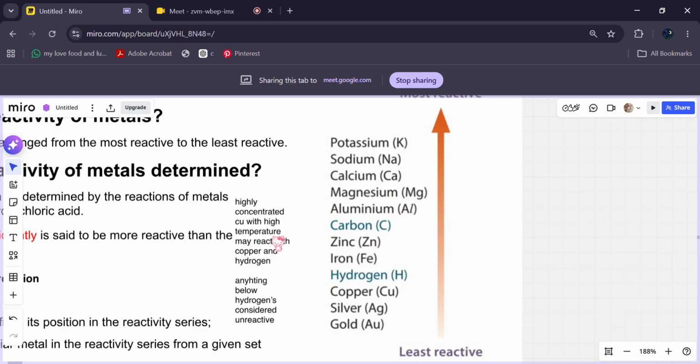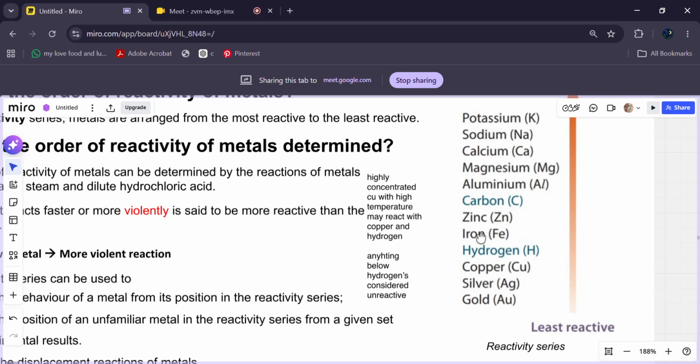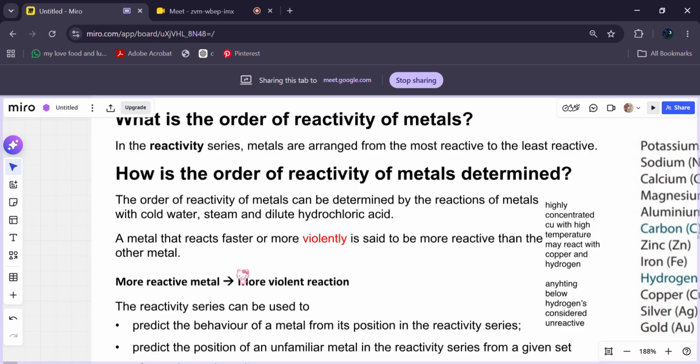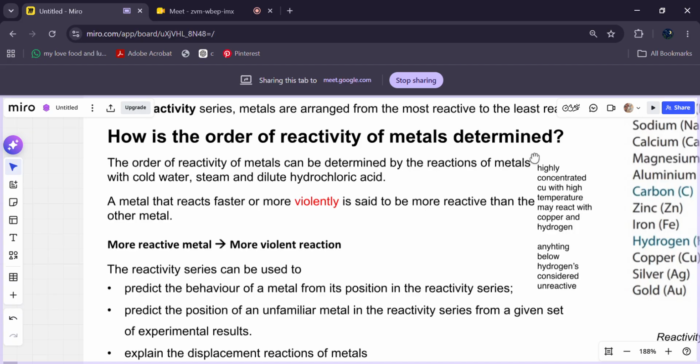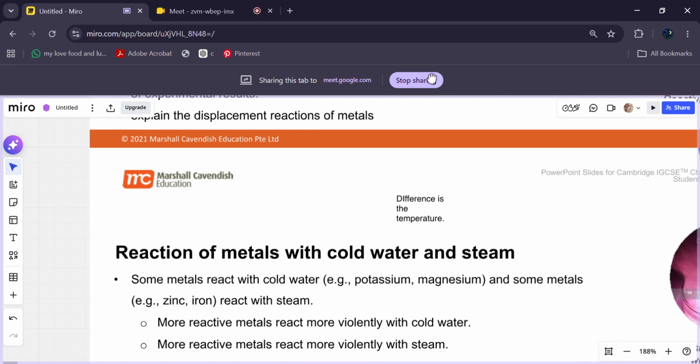So note that carbon and hydrogen are also included in the series, even though they are not metals. The reason for their inclusion will be explained later in this chapter. So the order of reactivity of metals can be determined by the reactions of metal with cold water, steam, and dilute hydrochloric acid.